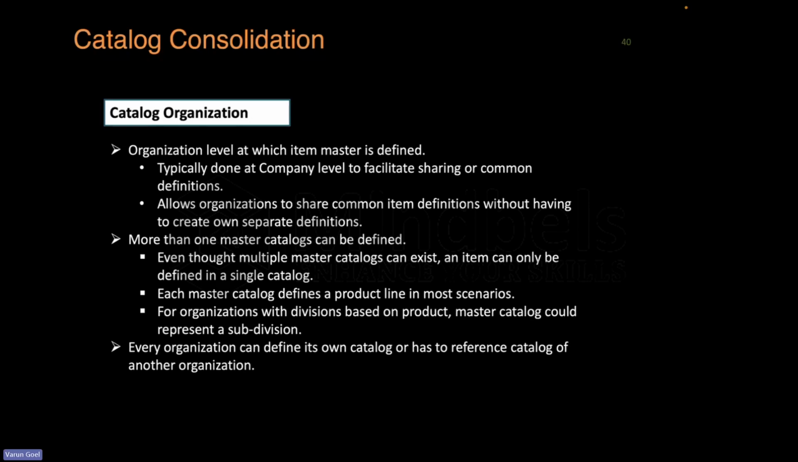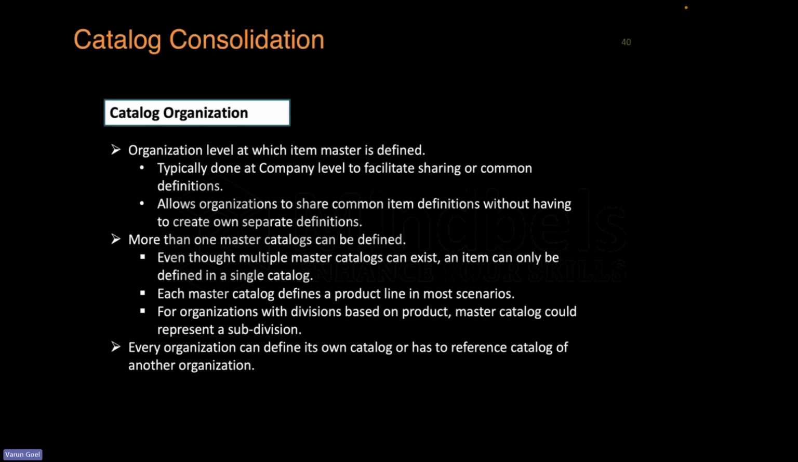Right. Each master catalog defines a product line in most scenarios. Definitely, product line is nothing but you define the kind of product you are dealing with in that master catalog. So let's say in an apparel catalog, you will not define a food and beverages item, right? So you don't define a product line as food over there, or product line as beverage, or something eatables or something like that. So your product line should be in accordance with your master catalog. So if you have an apparel catalog, your product line should be clothing, something like that.